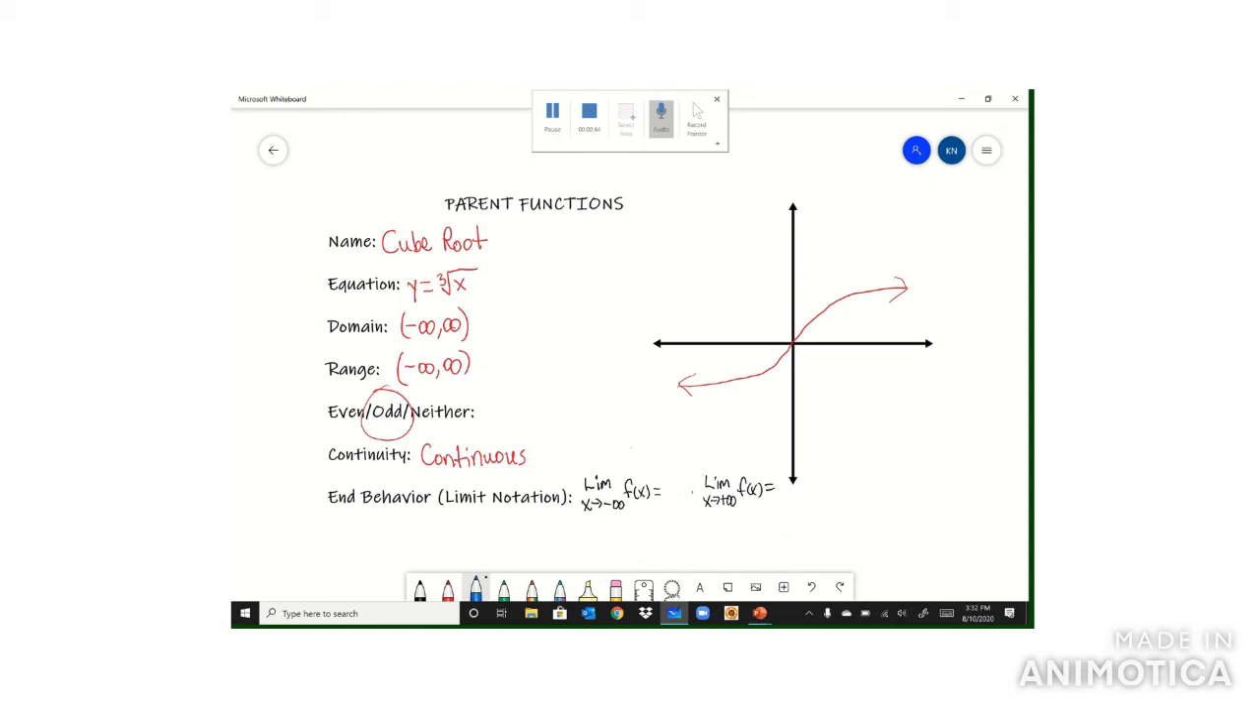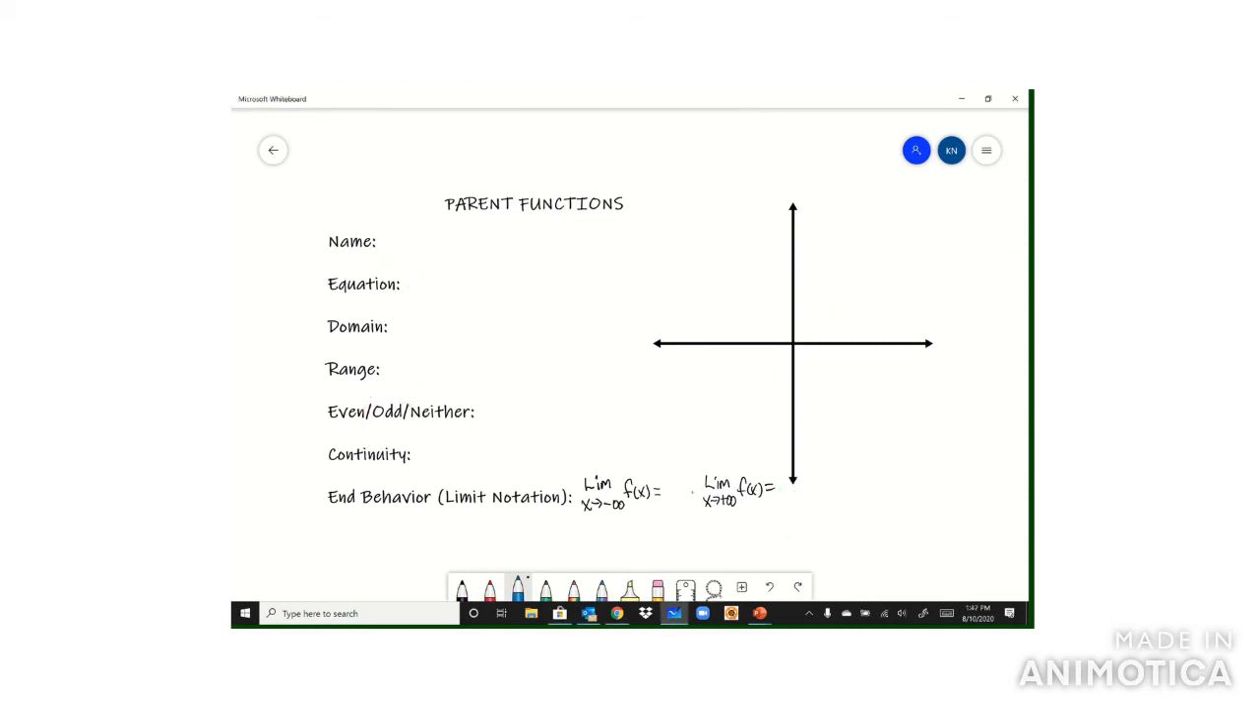And the end behavior, if you go left, you go down forever. Looks like it levels out, but it doesn't, so negative infinity. And if you go right, you go up forever, so positive infinity. Okay, the next one that we're going to cover is rational.